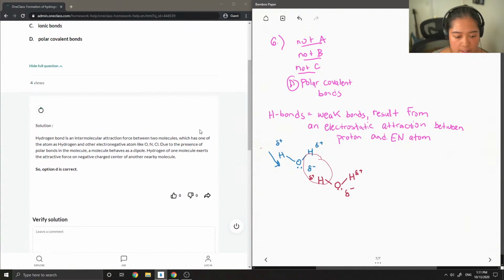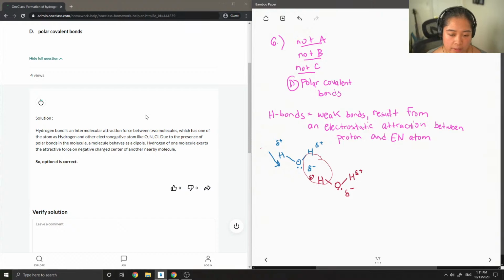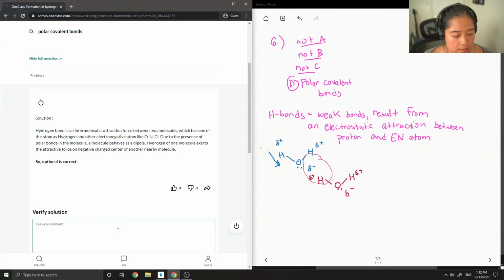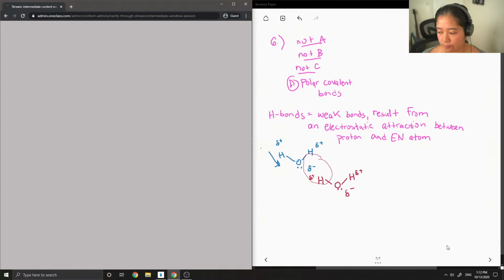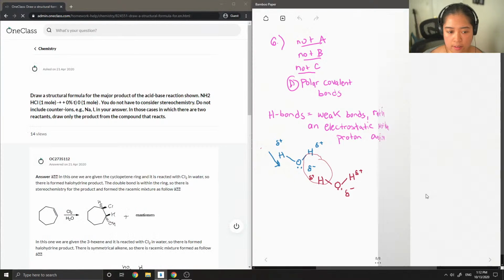So let's read what this answer says. Hydrogen bond is an intermolecular attraction force between two molecules, as one of the atoms is hydrogen or other electronegative atoms. Due to the presence of the polar bonds, a molecule behaves as a dipole. Hydrogen of one molecule exerts the attractive force on the negative charge center of another nearby molecule. So this solution is correct. So that question wasn't so bad.